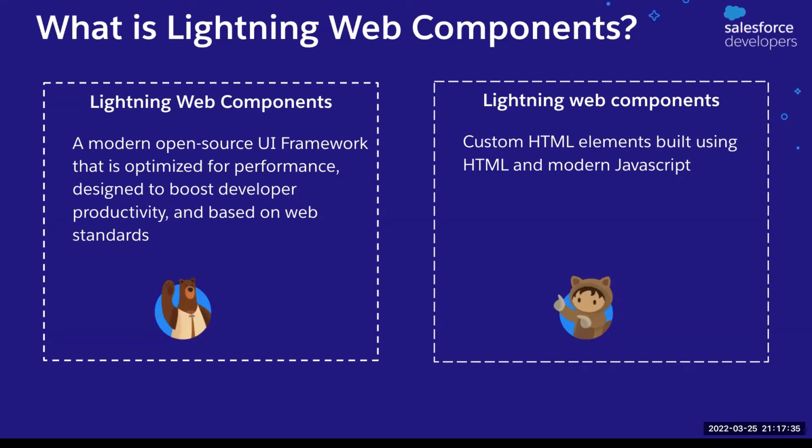And it is optimized for performance. Why Lightning Web Components came into existence, we are going to see the story in a short while. But Lightning Web Components was introduced in order to optimize the performance. When it optimizes the performance, obviously it is going to boost developer productivity. And the most important thing is it is based on web standards.